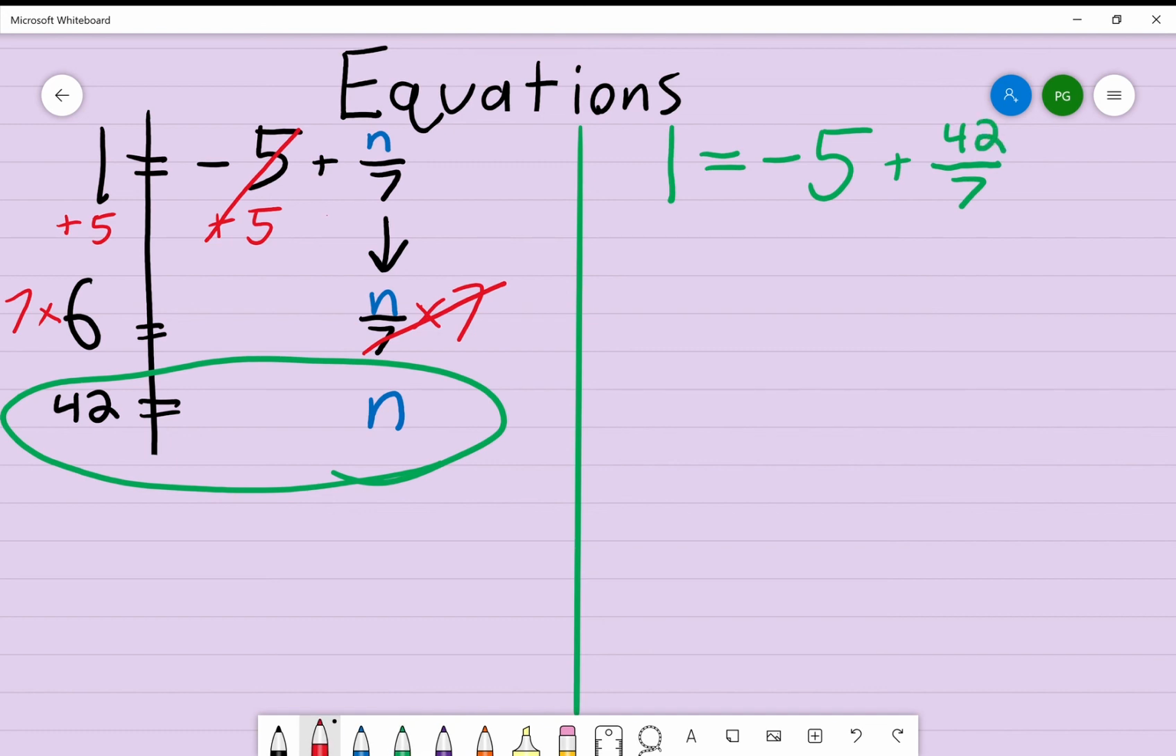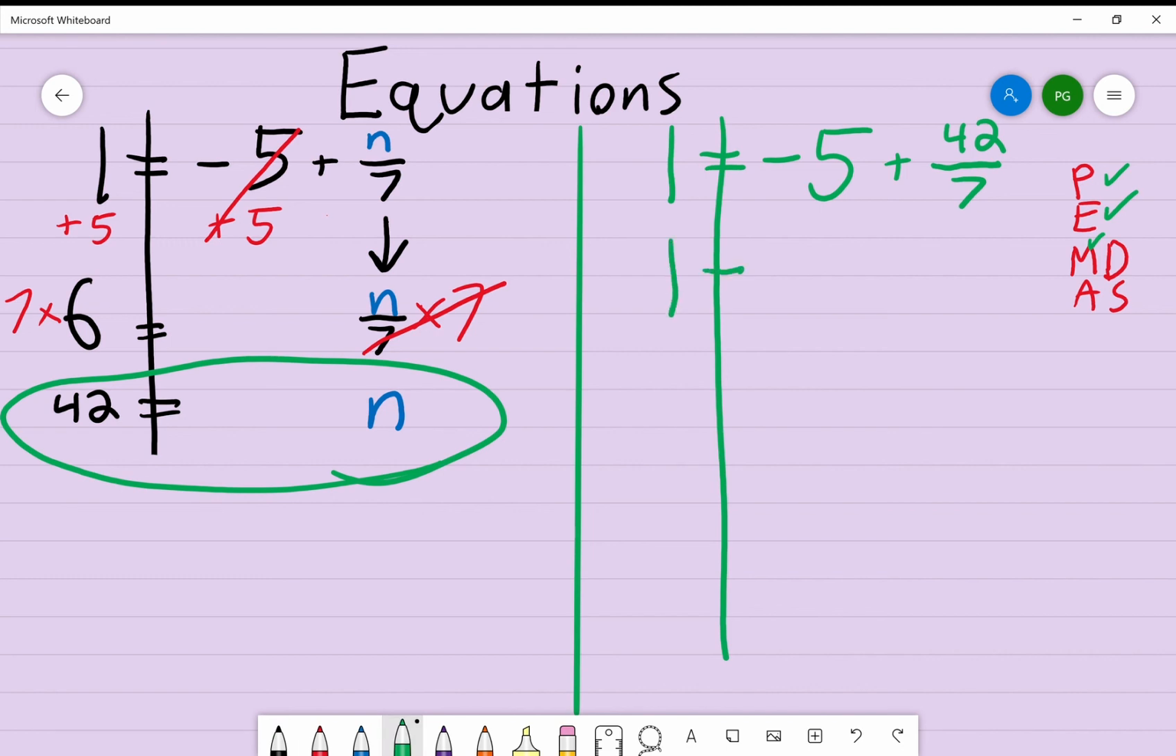Now remember, PEMDAS. Parentheses, exponents, multiplication and division on the same tier, addition and subtraction on the same tier. So, let's solve. First, I draw out my balance, and then let's follow the rules of PEMDAS. I have no parentheses, that's done. I have no exponents, that's done. There's no multiplication, but there is division. So I do that first. 42 divided by 7. Well, that should give you 6.